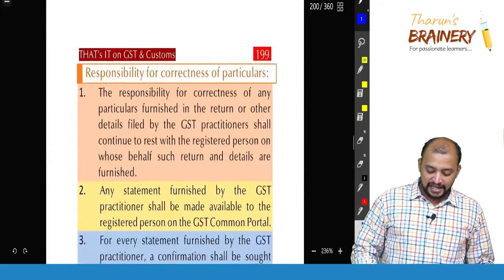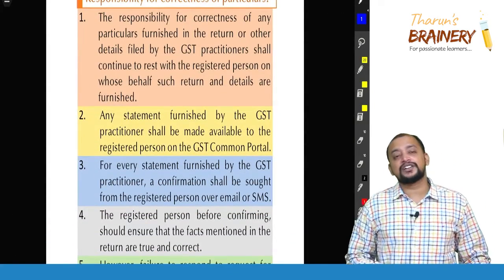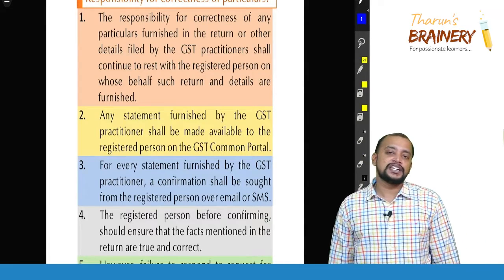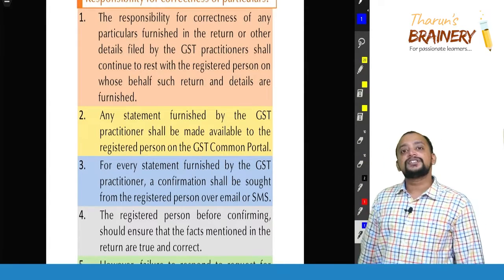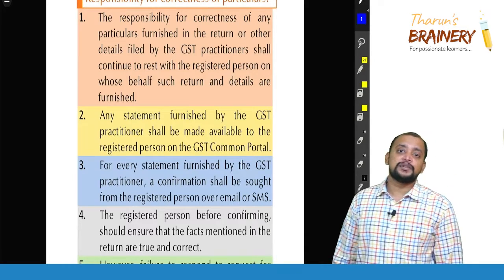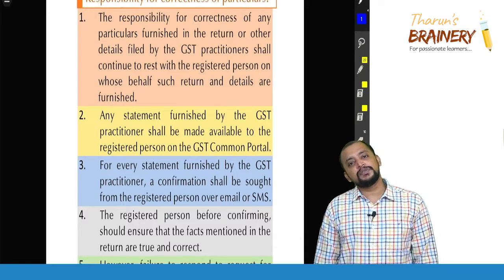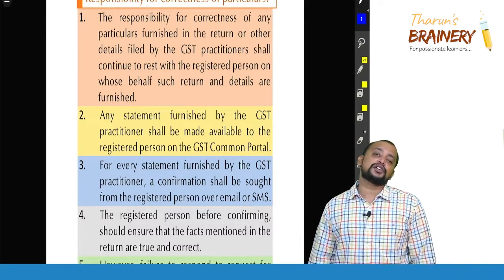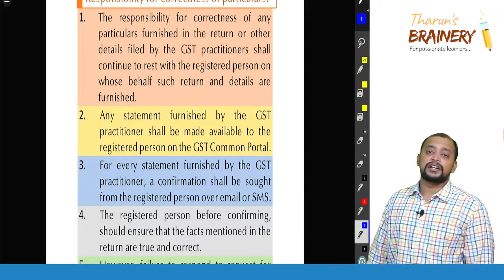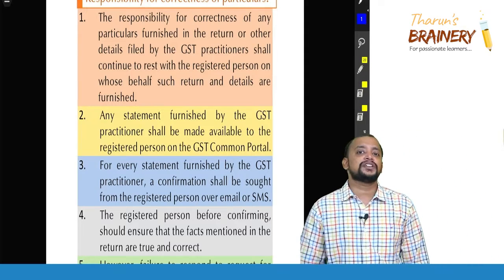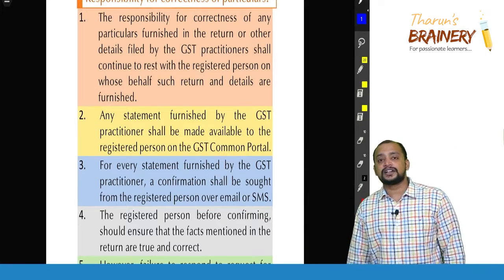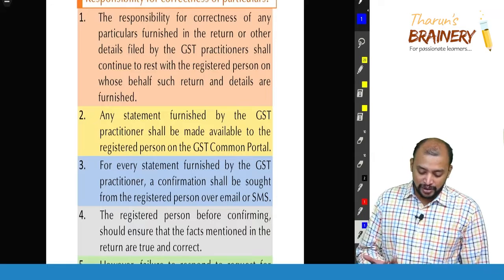Okay. Then responsibility for correctness of particulars. Who is responsible for the correctness of particulars? Logically, the GST practitioner, but no. The registered person is responsible. For all the returns filed by the GST practitioner, the responsibility is not on the GST practitioner but on the registered person. Every time the return is filed, the GST practitioner should share the information with the registered person. Upon the registered person's approval, the GST practitioner will file. So this is something bullshit.